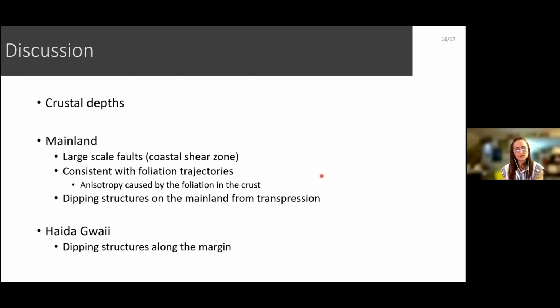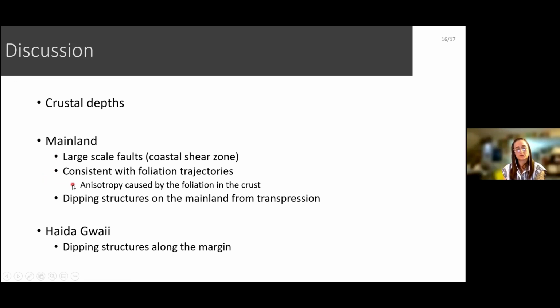So in conclusion, or to discuss, our results seem to be coming from crustal depths because the SKS results were attributed to upper lithospheric mantle. So our results must be coming from something else. And on the mainland, it's possible that our results are from large-scale faults in the coastal shear zone, and they're consistent with those foliation trajectories.